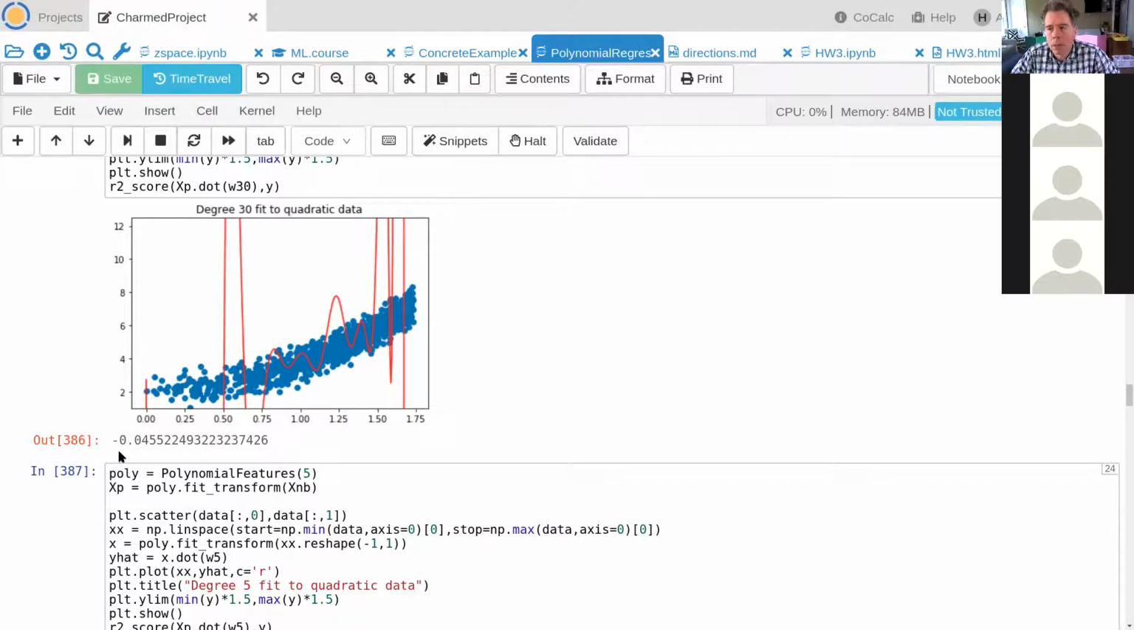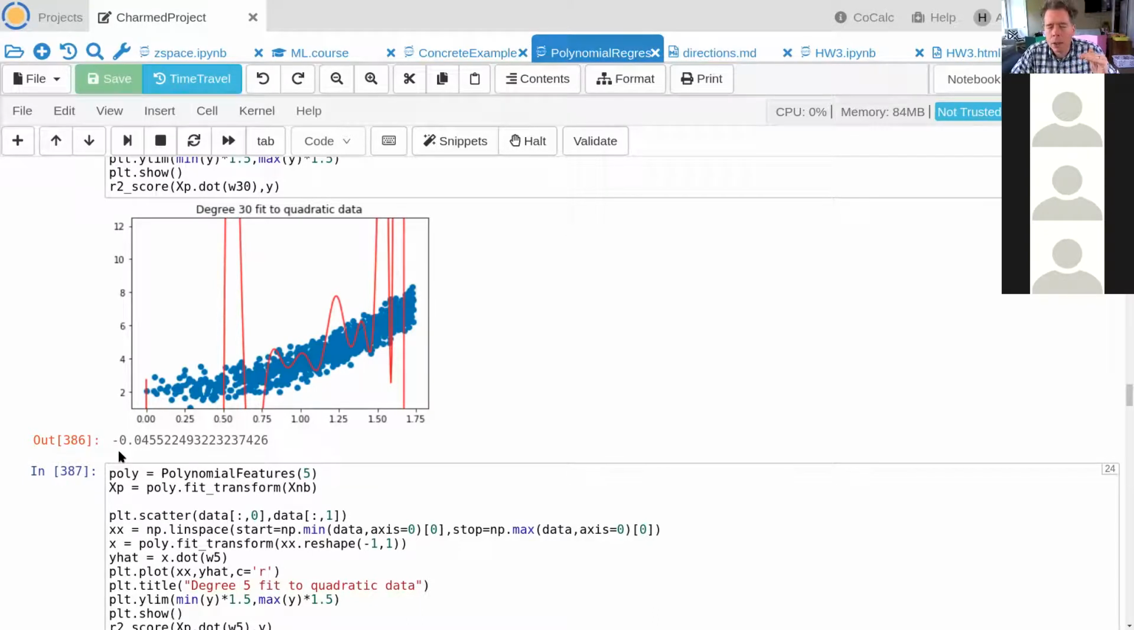Oh, that's interesting. Think of R2. R2 is the percent of variance in the data that's explained by the model. The highest it can be is 1. So if R2 is 1, that means all the variance in the data is explained by the model. And that's like the best possible model.